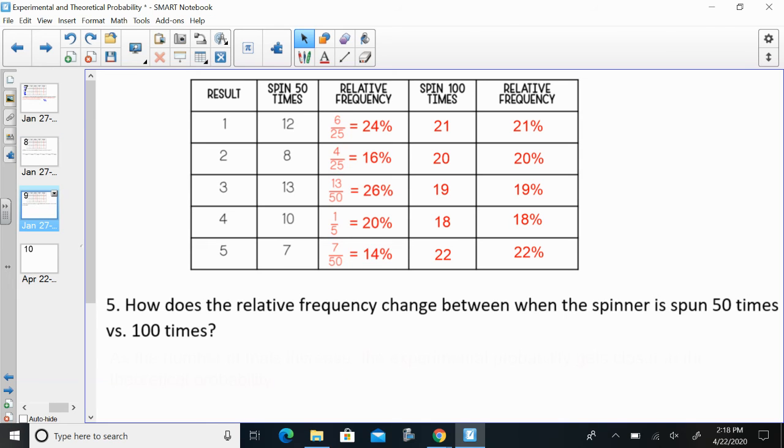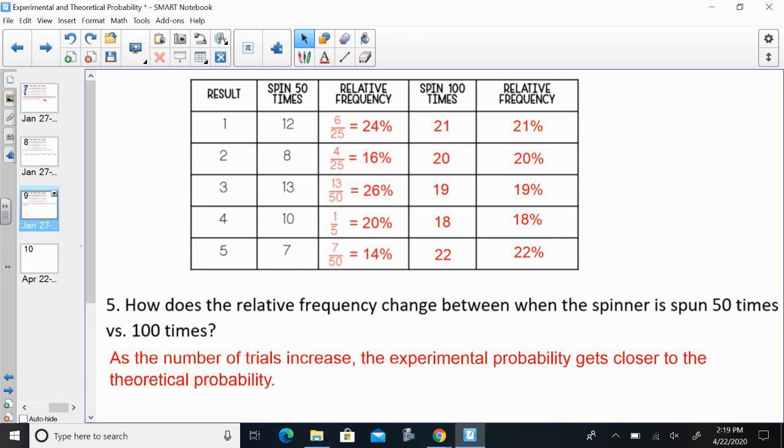All right, last but not least, how does the relative frequency change between when the spinner is spun 50 times versus 100 times? Again, as the number of trials increases, the experimental probability gets closer to the theoretical probability. We used relative frequency here to help us understand that better.